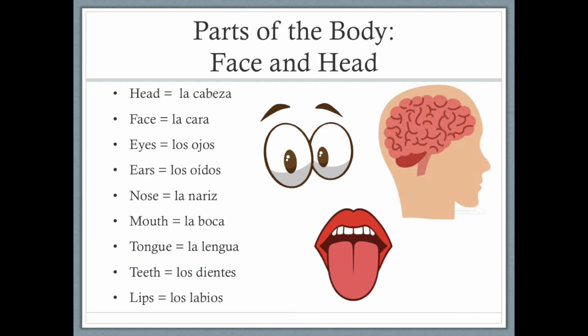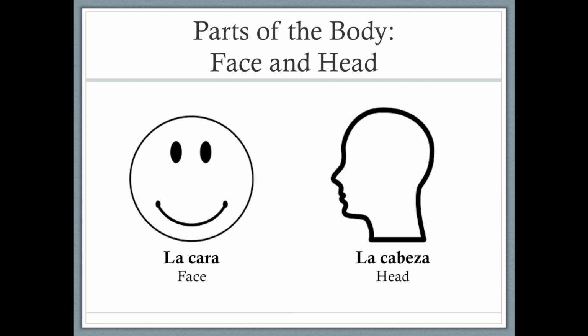Okay, now let's get into some parts of the body. First, we're going to talk about the face and head. This is just a quick little overview of the list that we're going to be going through. These slides are in case you'd like to take a screenshot or have just a quick little reference list of all the words that we're going to talk about. The face and head. The face is la cara and head is la cabeza.